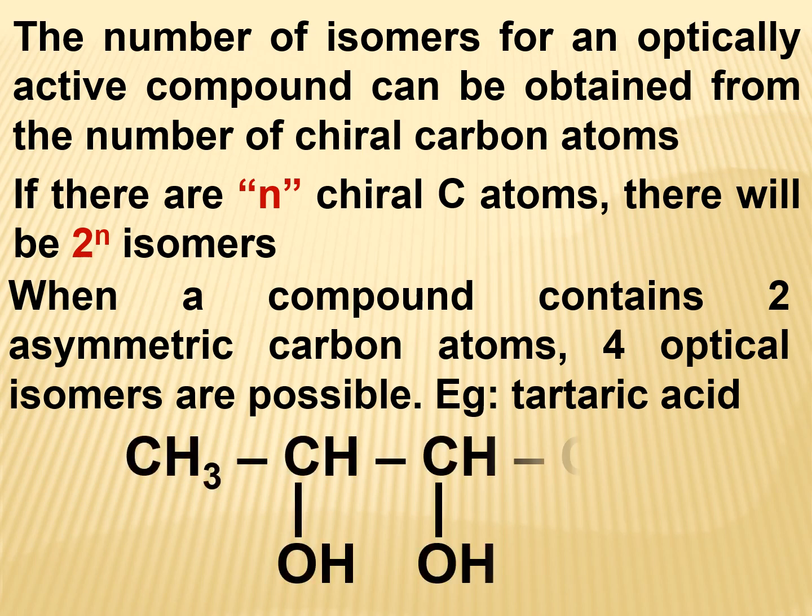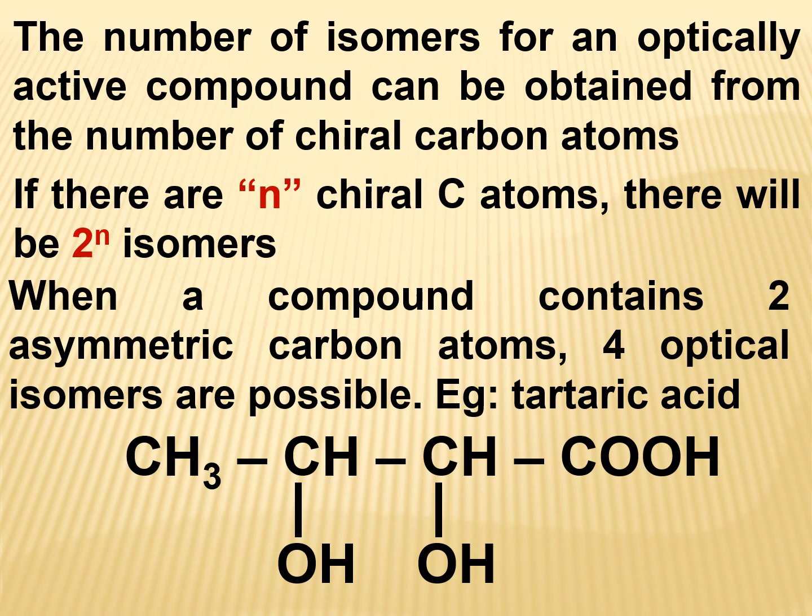Suppose there are 2 asymmetric carbon atoms in a molecule, for example tartaric acid. This is the structure of tartaric acid. You can see here this carbon is connected to 4 different groups, and this carbon is also connected to 4 different groups. So these are 2 asymmetric carbons, and applying the 2 raised to n rule, we can see that 4 optical isomers are possible in case of tartaric acid.